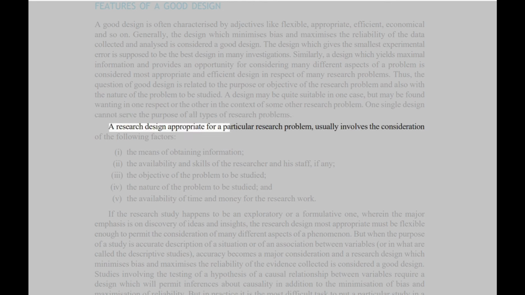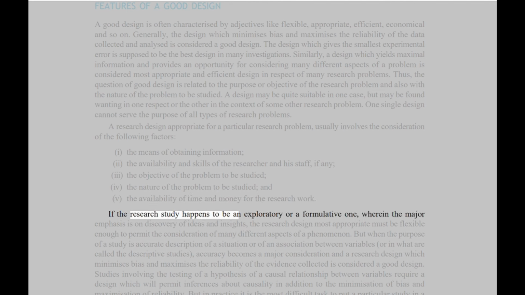A research design appropriate for a particular research problem usually involves the consideration of the following factors. 1. The means of obtaining information. 2. The availability and skills of the researcher and his staff, if any. 3. The objective of the problem to be studied. 4. The nature of the problem to be studied, and the availability of time and money for the research work.